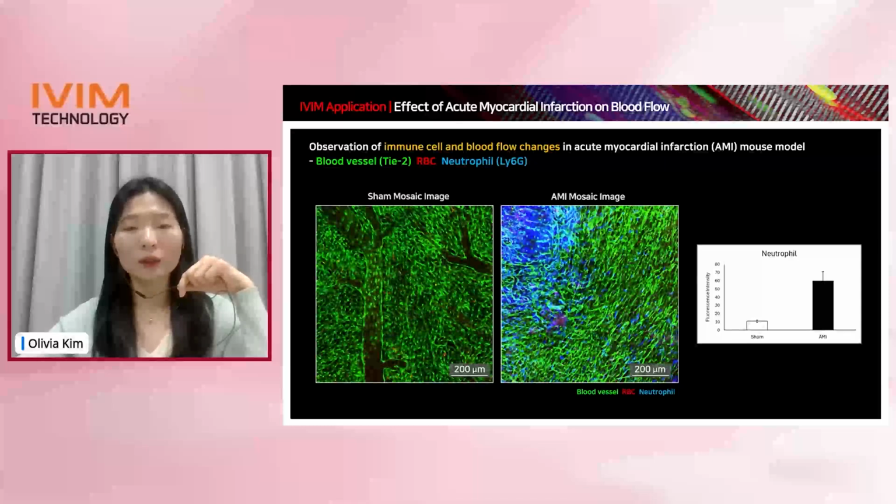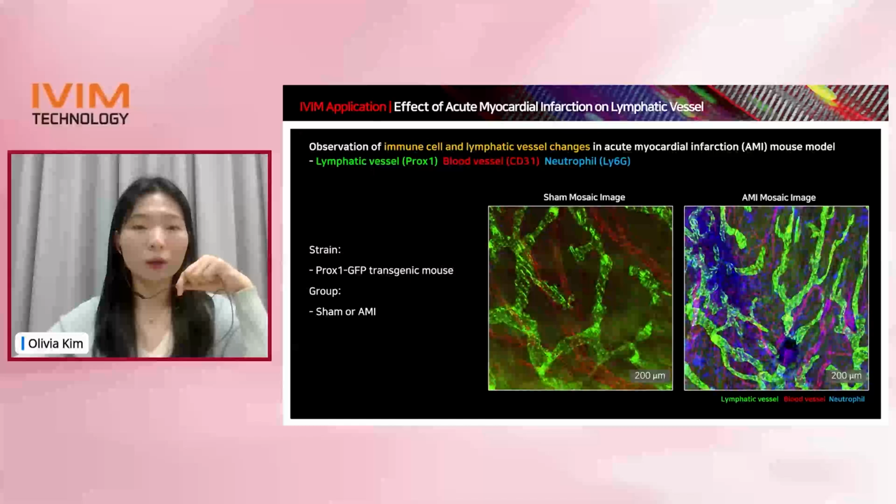So then we raise a question: is this increase in neutrophils simply due to changes in blood vessels and blood flow, or could lymphatic dysfunctions also play a role? To follow up on this, we use PROX1 GFP transgenic mice to visualize lymphatic vessels. In this image, the green signal represents lymphatic vessels, the red signal represents blood vessels, and the blue signal corresponds to neutrophils. Consistent with our previous findings, we observed a clear increase in the infarction model compared to the sham group.